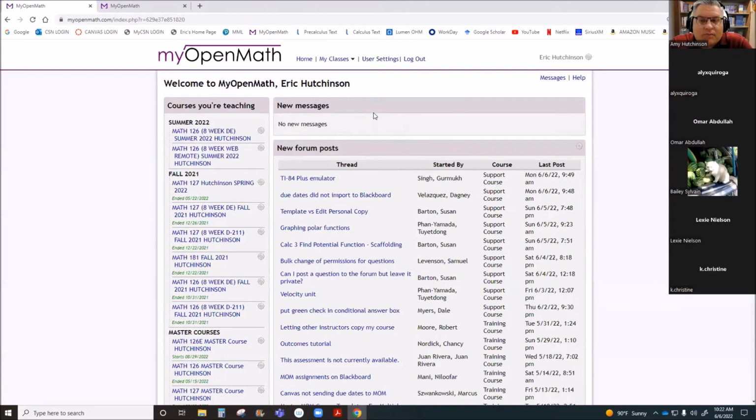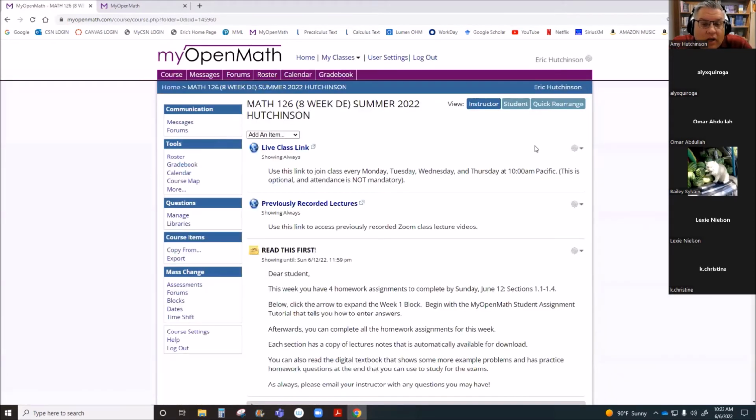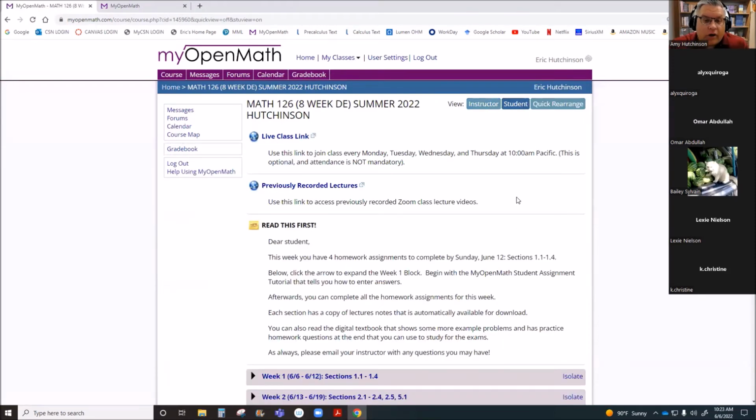Now, this page that I'm showing you is a teacher's page, so yours is going to look completely different. It'll just say courses you're taking and list them. But let me go into one of these, and I'm also going to do a student view to show you. So when you log into the course, you're going to see something like this. It'll either say 8-week DE or 8-week Web Remote. It's the same course, essentially. There's always going to be a live class link here.